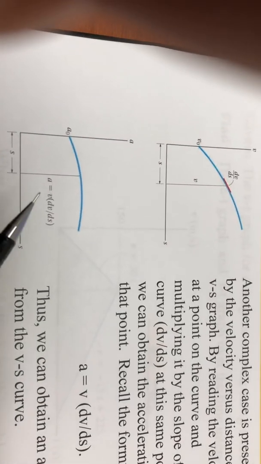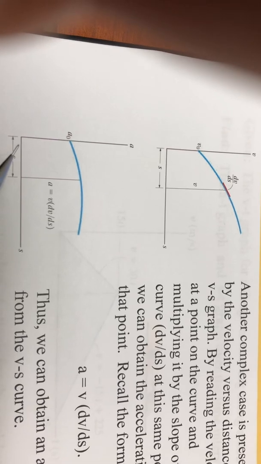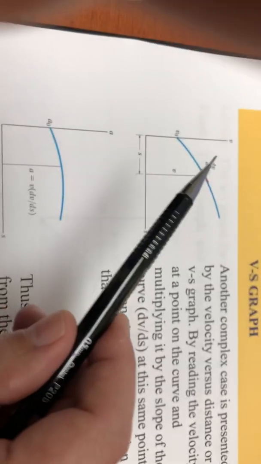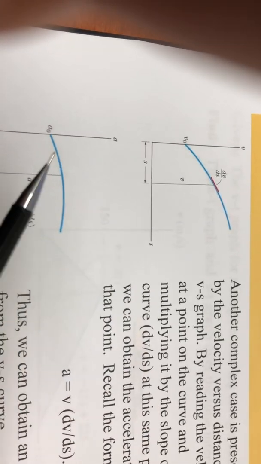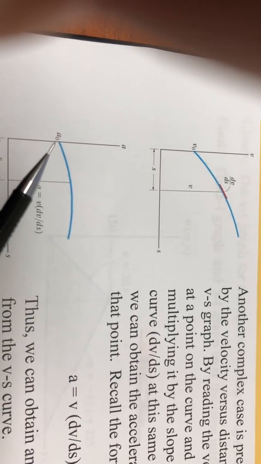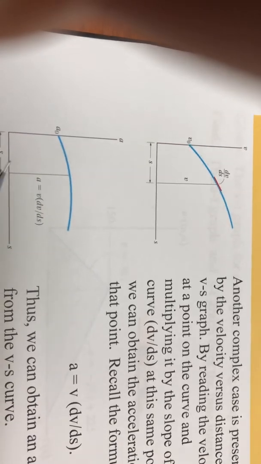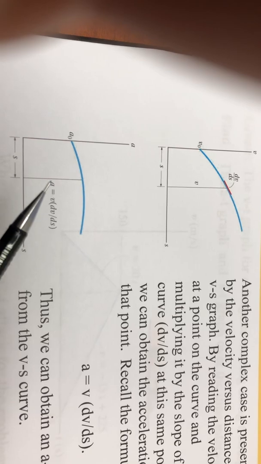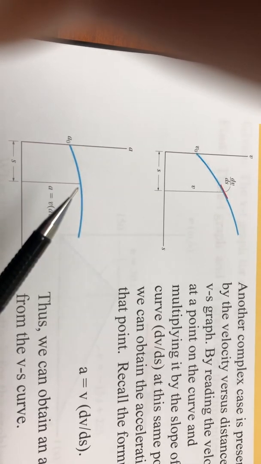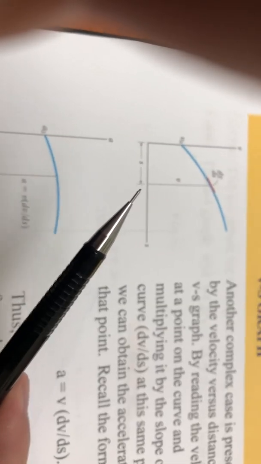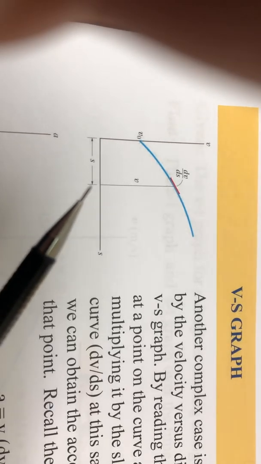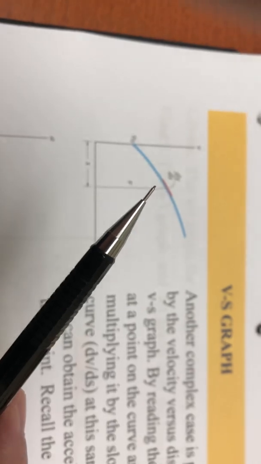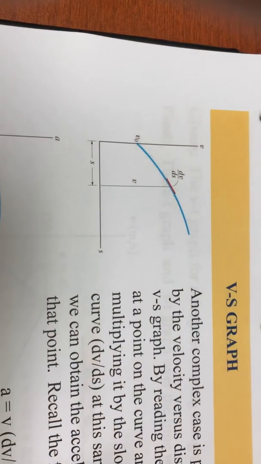So at this particular point, if I wanted to draw the A versus S curve, and I already had a V versus S curve, all I would need to do is start off with my A naught, that would be an initial condition. When I get to this next S point, if I want to know what the acceleration is at that point, all I do is come up here to the V versus S curve, read off the V value, and then also read off the dv/ds value.